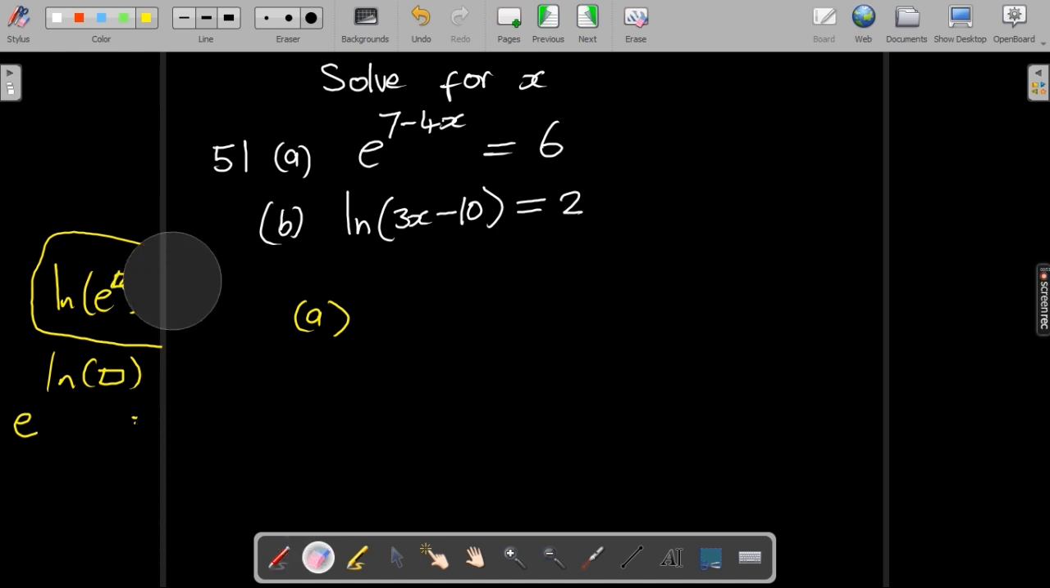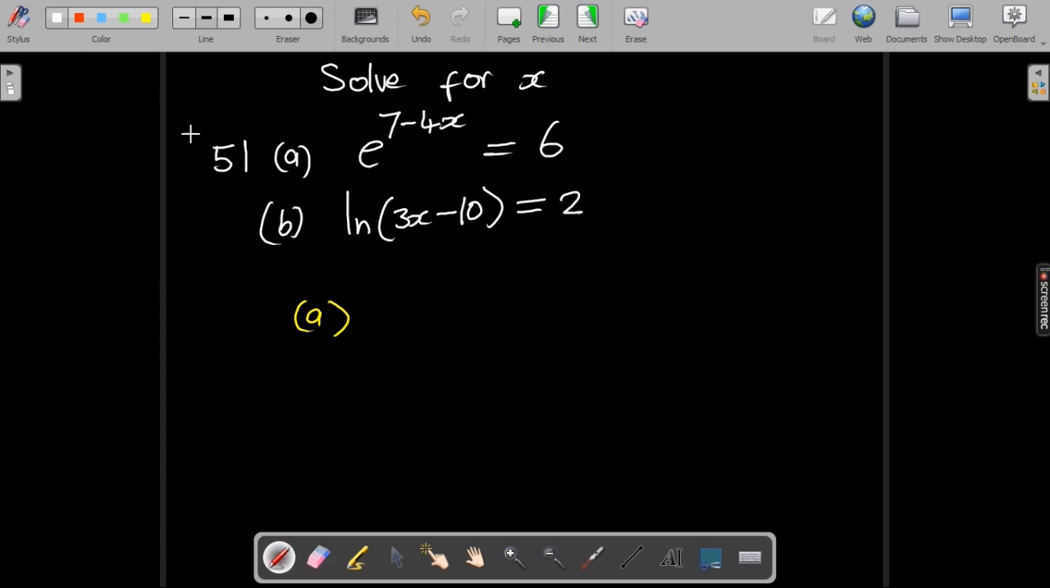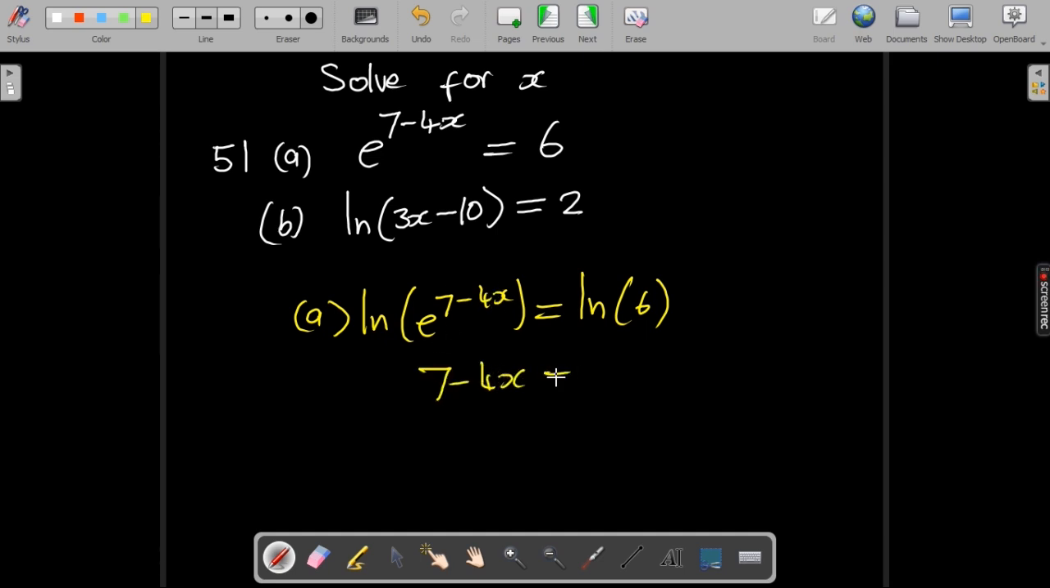So let's do that. If you find the ln of both sides, you can either show it or leave it out, but let's show it. This is what I mean. We're going to do the same on the right. On this side, as I said, that power will come down now, and this will just be ln 6. And we can leave the x on this side and take the 7 to that side.